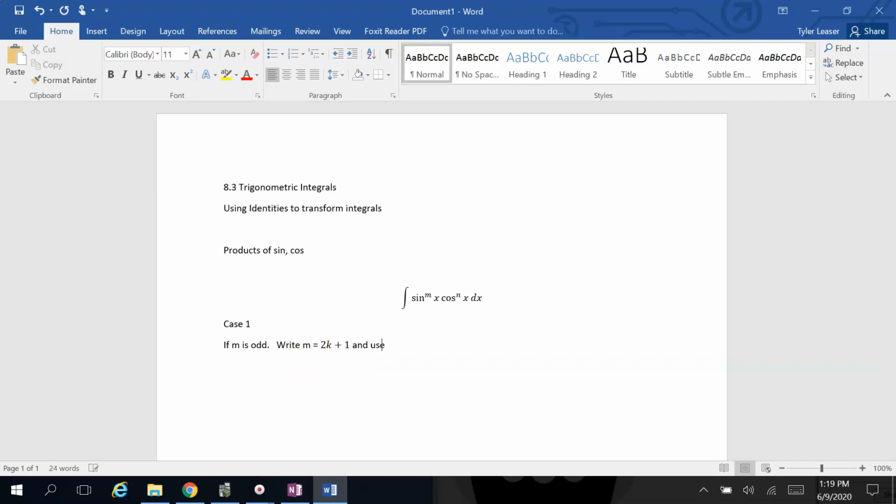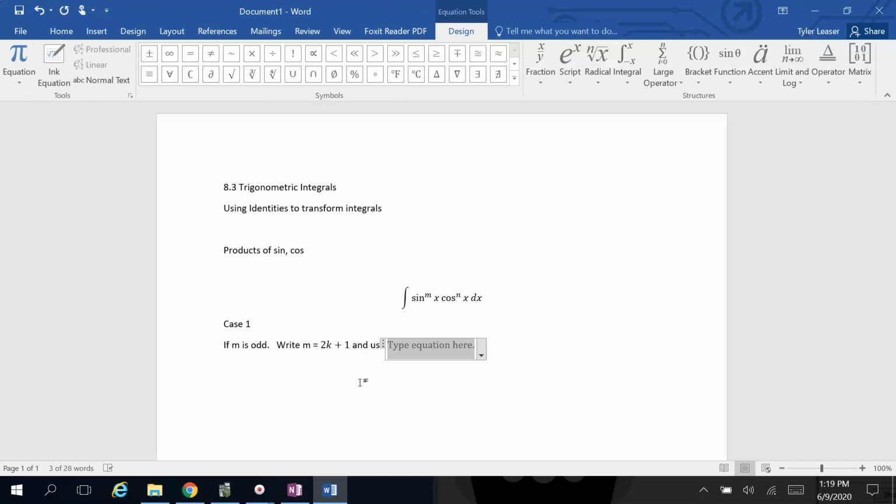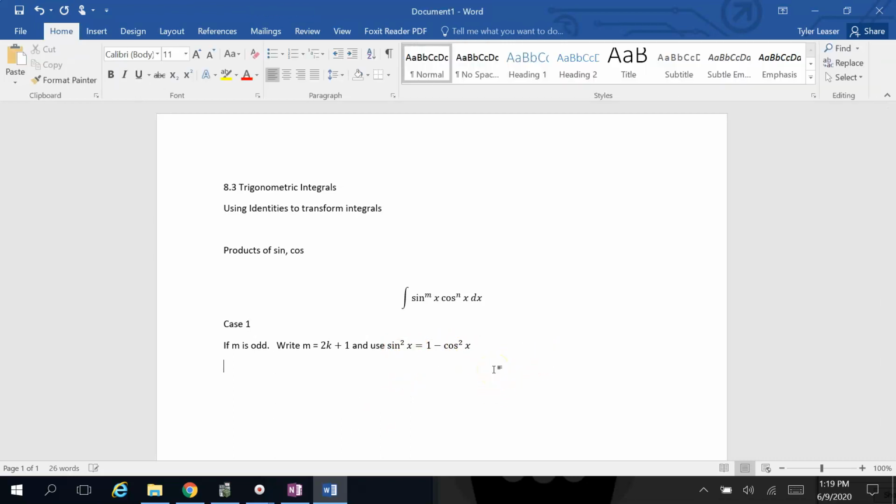And then we're also going to use the Pythagorean identity for sines and cosines, rewritten a little bit. We're just going to solve it for sine squared and write it as sine squared is equal to 1 minus cosine squared. From there, in our integral, we're going to take that sine to the m power of x, and substitute in that 2k plus 1. So now it's going to be sine to the 2k plus 1 of x.